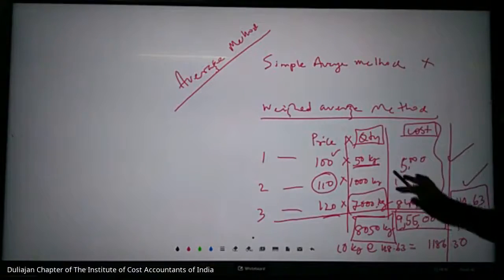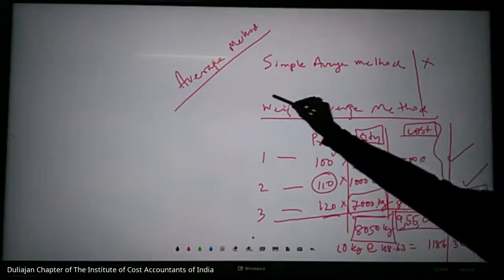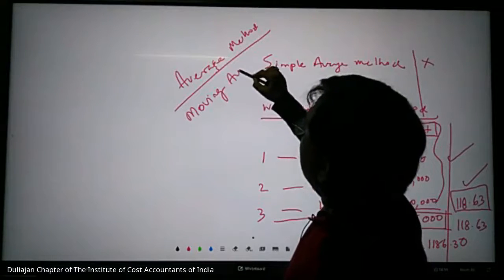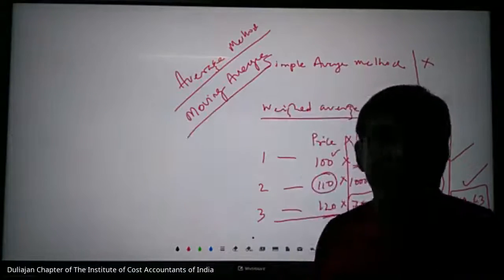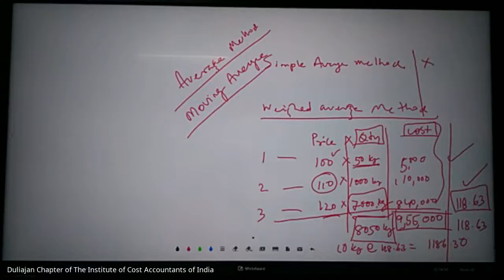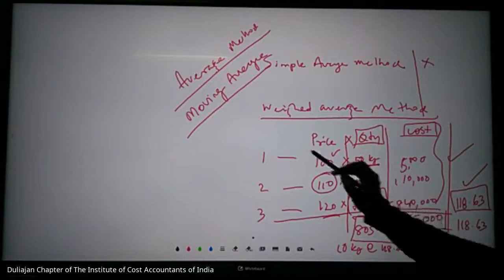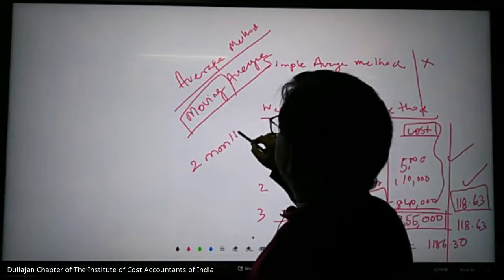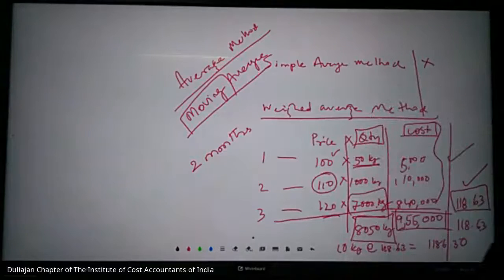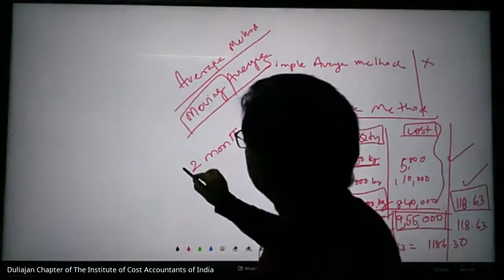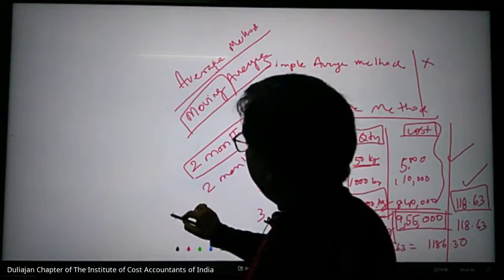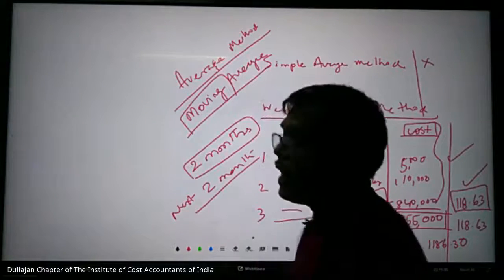Like we have discussed about average, there is another method called moving average. If you understand moving average, it means I am making an average for a particular period. For example, for 2 months, I have a policy that I will calculate the prices of the last 2 months for average purpose. So these 2 months will give me one average. Next 2 months I will get another price.